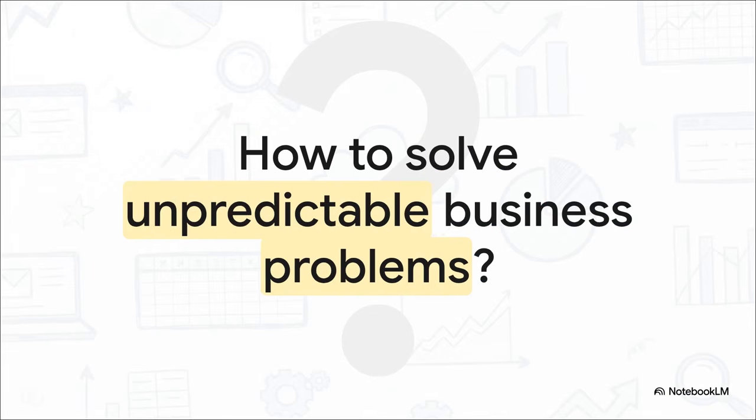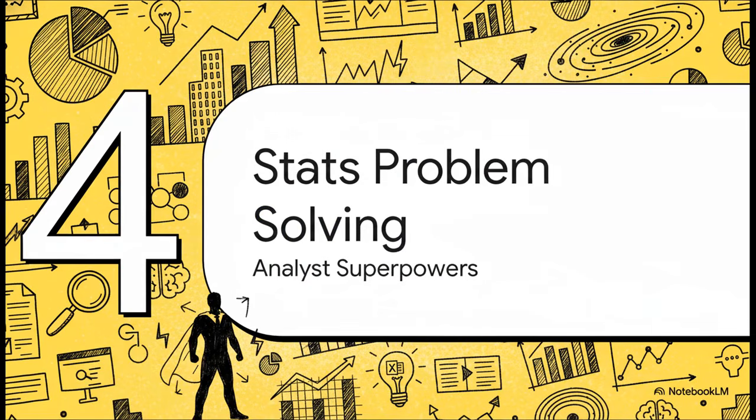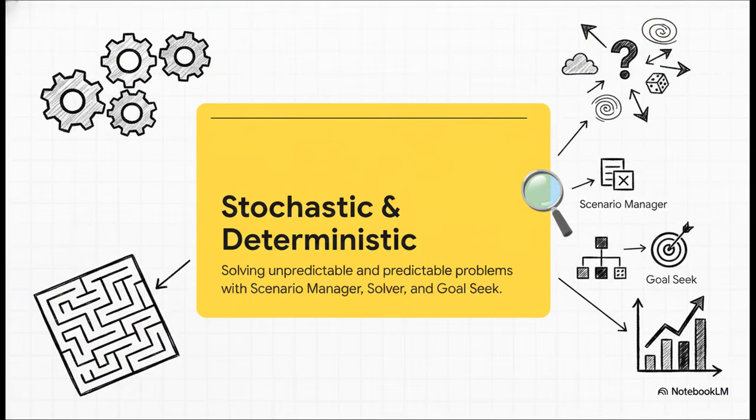But that brings up a really good question. You've organized the data, right? But how do you actually go about solving unpredictable business problems? And that brings us to Section 4, Advanced Statistical Problem Solving. These are the analyst's superpowers. Okay, do not let these terms intimidate you. The syllabus explicitly highlights solving both stochastic and deterministic analytical problems. Let's just break that down really quickly. Deterministic problems, those are predictable, you know the inputs, you know the exact rules. Stochastic problems, on the other hand, involve randomness and unpredictability, which is basically just real life, right?